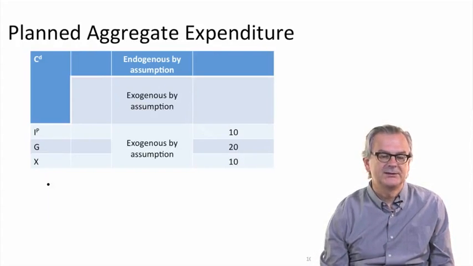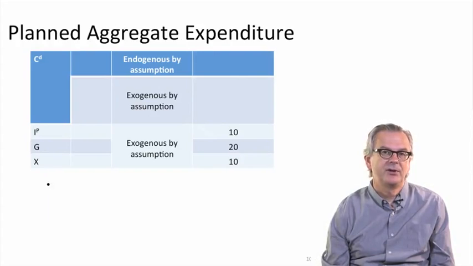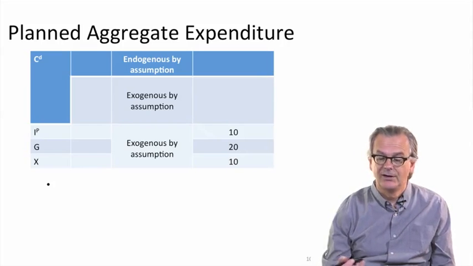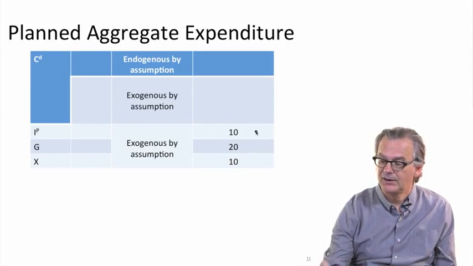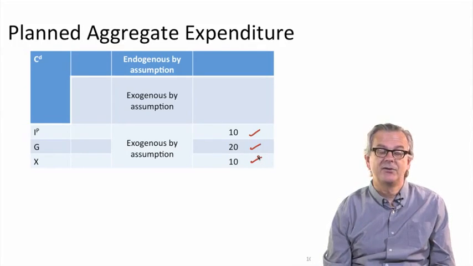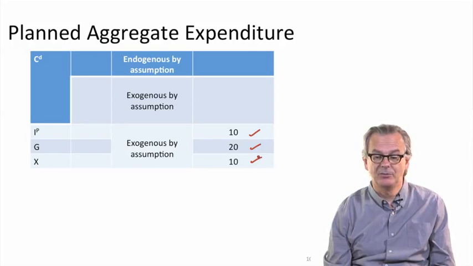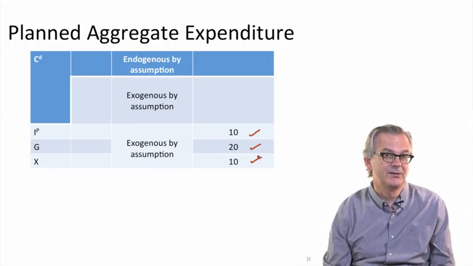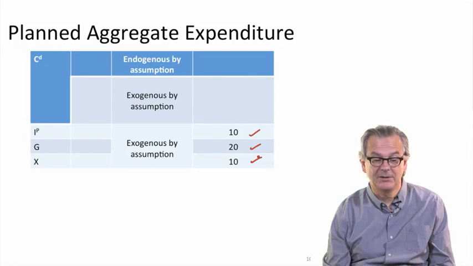So we now are starting to get a very complete picture of planned aggregate expenditure. It has three very clear exogenous components, our planned injections, and here I've just added in some arbitrary numbers to give us some structure for this picture of planned aggregate expenditure that we're building up. So there's nothing special about those numbers. I've literally just made them up.